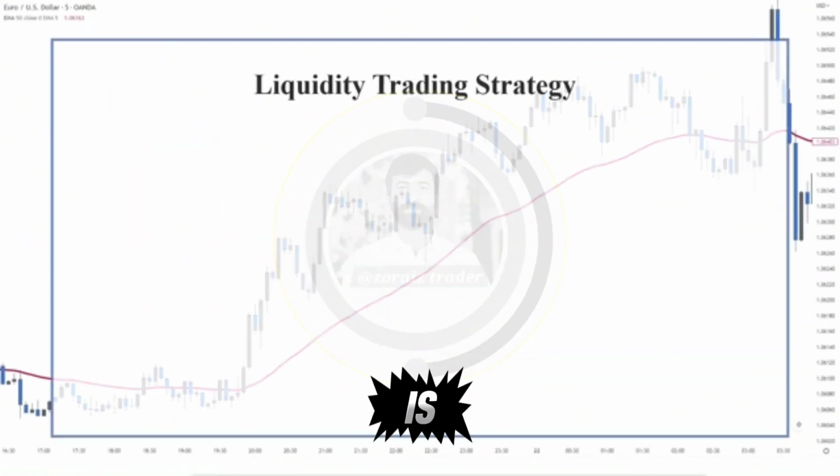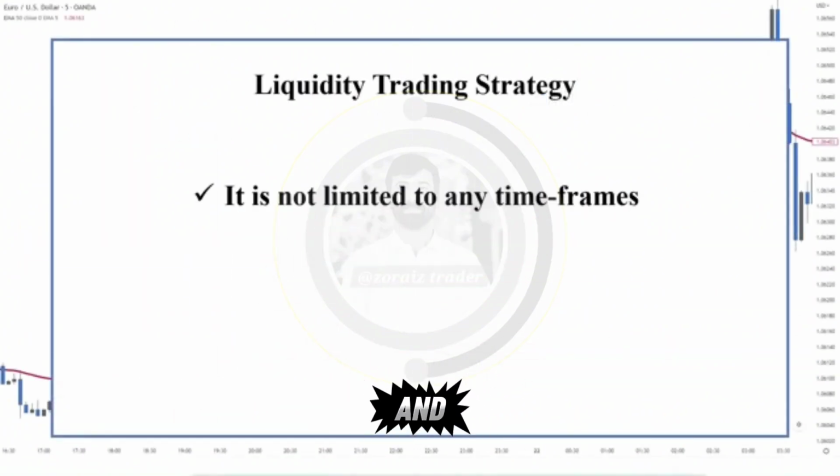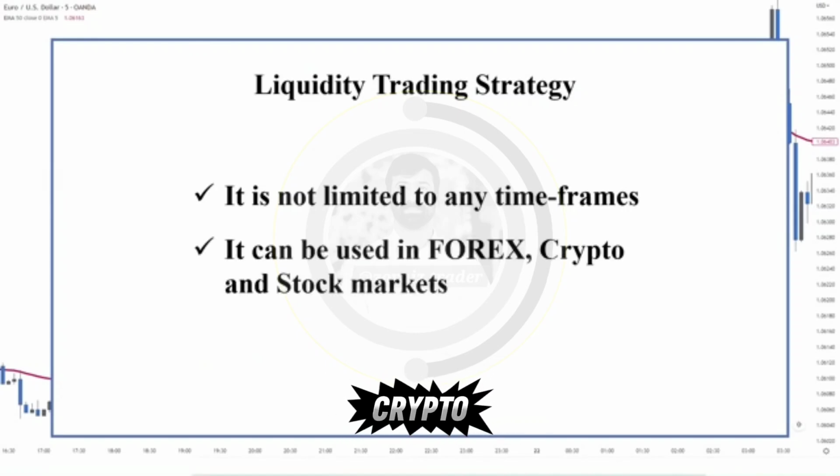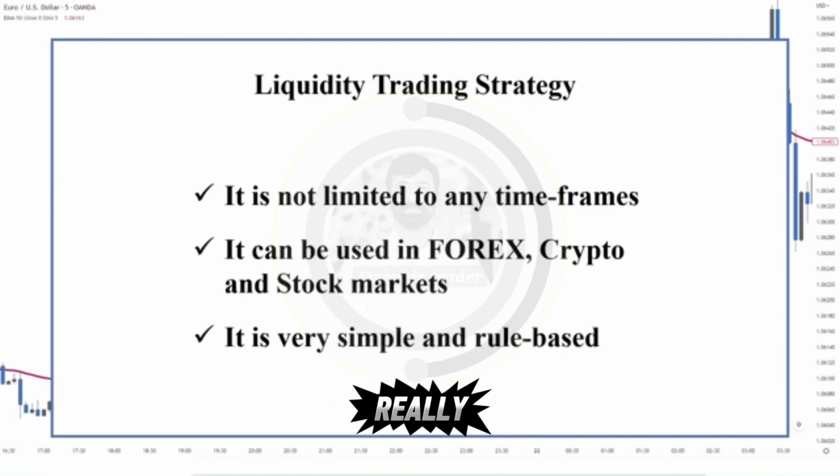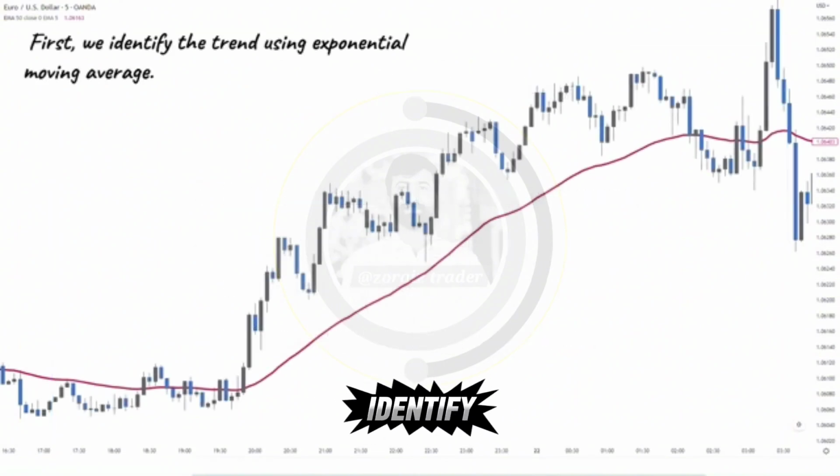This trading setup is not limited to any time frames and could be traded in forex, crypto, and stock markets. It is really simple, and it consists of two major steps. First, we identify the trend using an exponential moving average.